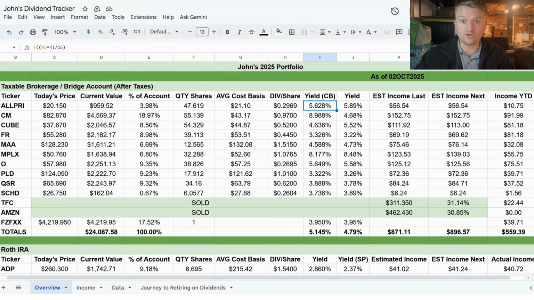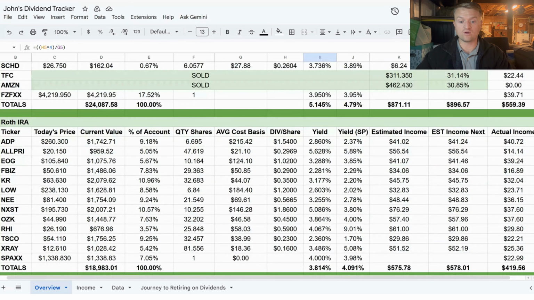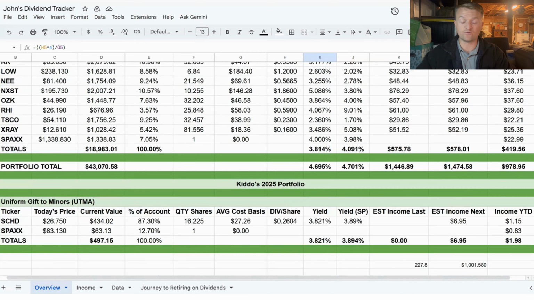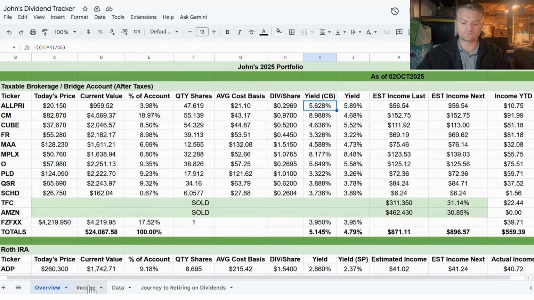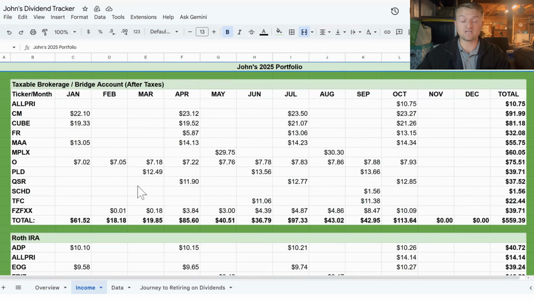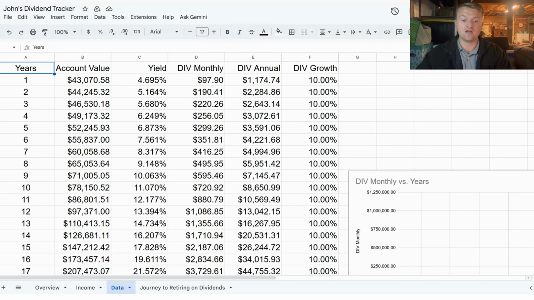Jumping into my stock portfolio, here is my overview sheet. This is the front one here, and it shows all the basic stock information. It's got my taxable brokerage on the top, followed by my Roth IRA, and last but not least, my kids' Uniform Gift to Minors Act, or UTMA. The next sheet is our income sheet. On this sheet, we have all the dividend income and interest for our cash account we've been making every single month. And then last but not least, we have the data and journey to retirements sheets. These sheets, with a couple assumptions, portray how much dividend income I suspect we'll make in the future.